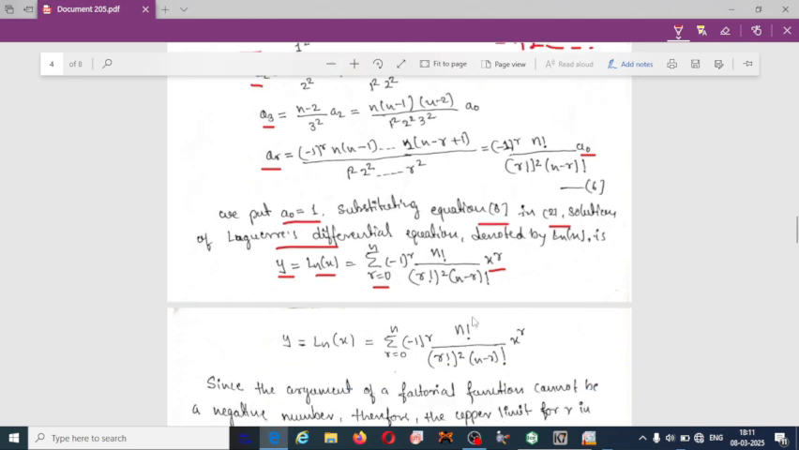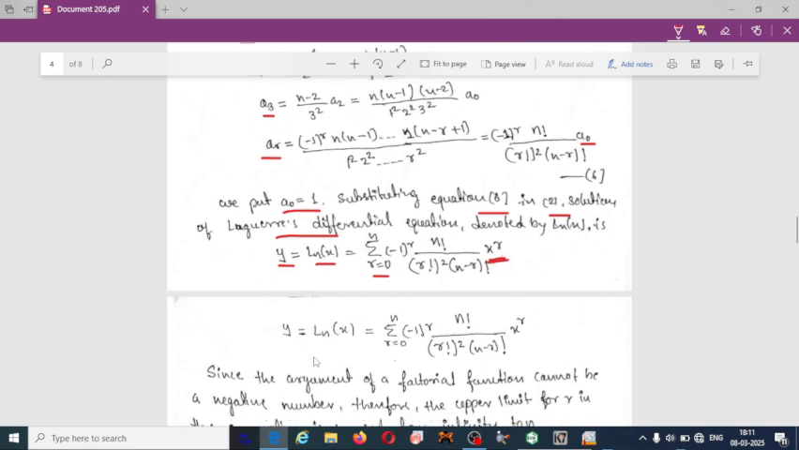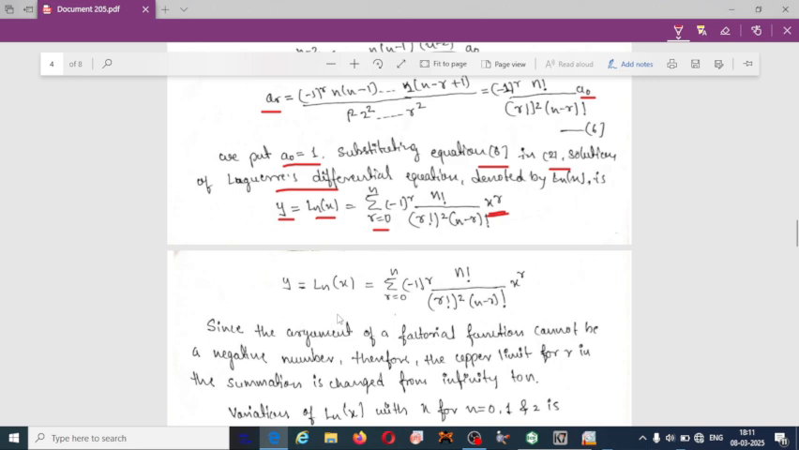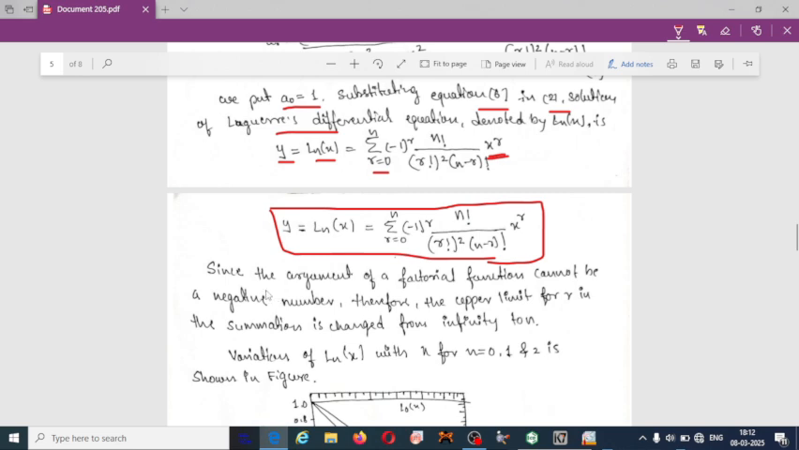So m plus k is there. So k equal to 0, m equal to r. If you put that, we will get x to the power r. Then finally you can write the Laguerre function. The solution of the Laguerre differential equation is the Laguerre function. So this is how you can obtain the solution for the Laguerre differential equation.